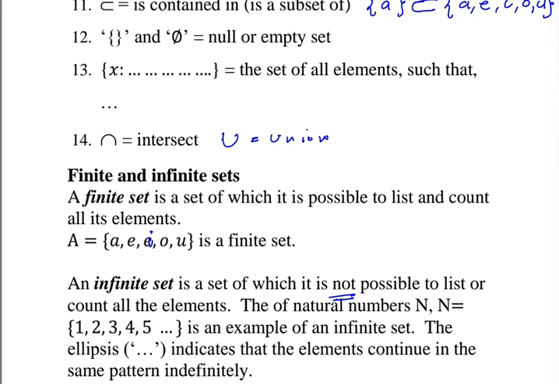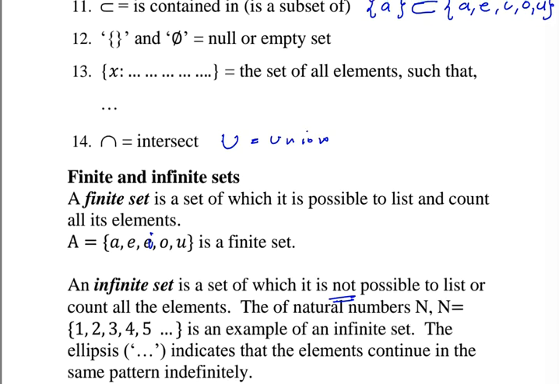The symbol at 14 is the symbol for intersect. It looks like an upside down U. And the right side up U is a symbol for union. These two ideas will come up a little bit later.